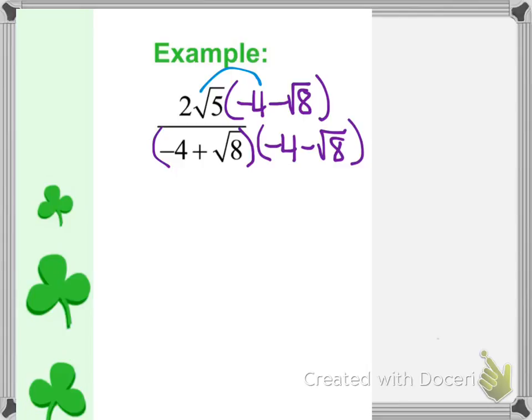So 2 times negative 4 is negative 8. That 5 is just in there. Here I have negative 2 radical 40. Because the 2 didn't have anything to multiply by, but the 5 and the 8 were both inside, giving me 40.